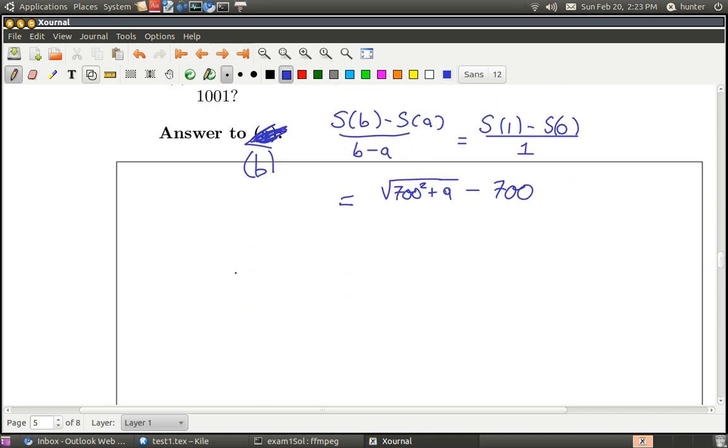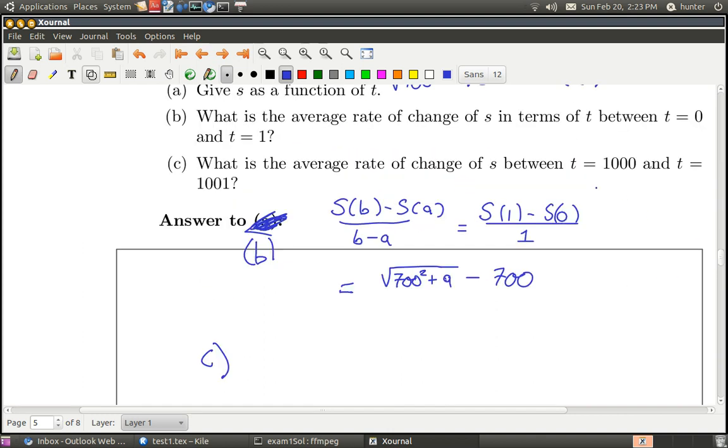And let's go ahead and do C. Alright, so what's the difference between B and C? Just bigger numbers. So it's the average rate of change between S when A is 1000 and B is 1001. So we do it again.